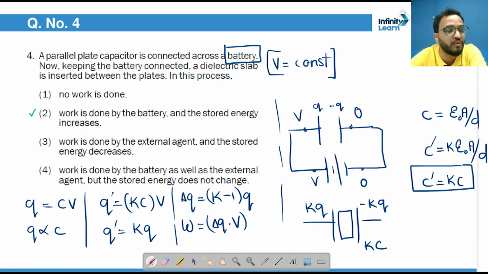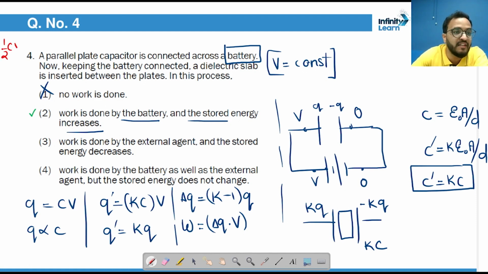Now what they are asking is, no work is done? Not possible. Work is done by the battery and the energy stored increases. Obviously, see, what is the energy stored initially? Initially the energy stored was half C V square. Now V is remaining constant, but C becomes KC. So half KC V square, that means the total energy becomes K times, right?